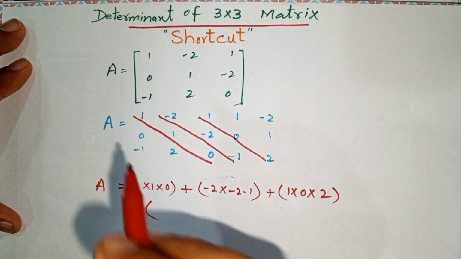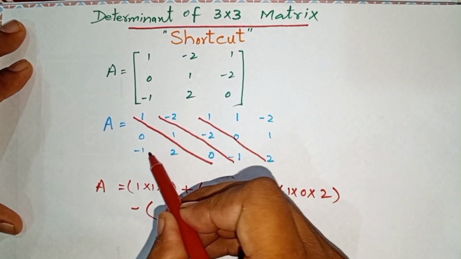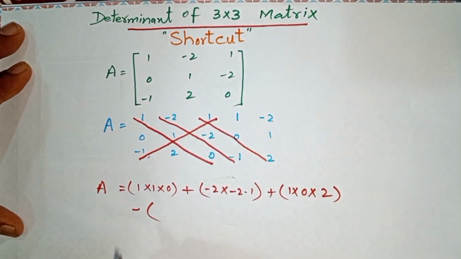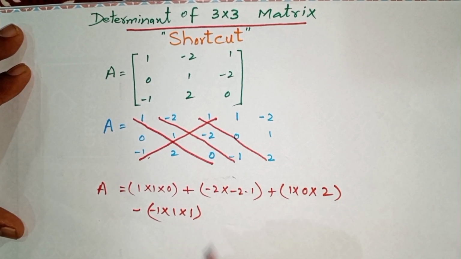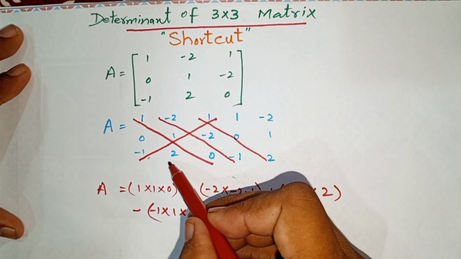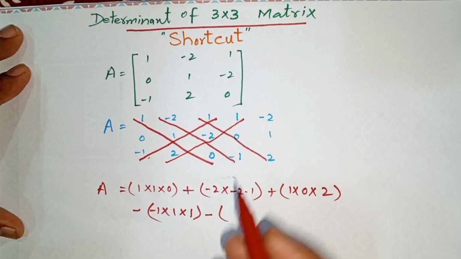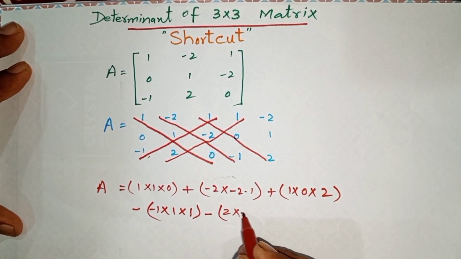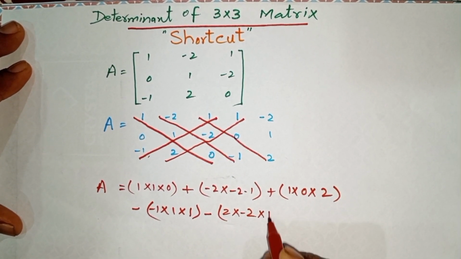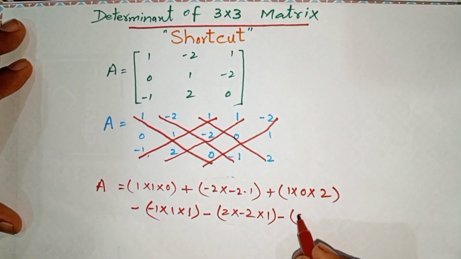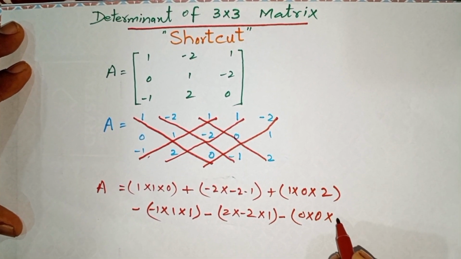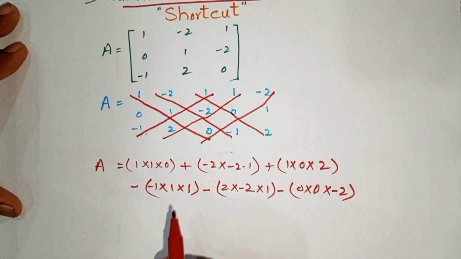Now minus, multiply these elements: -1 multiply 1 multiply 1, minus, multiply these elements: 2 multiply -2 multiply 1, minus, and then multiply these elements: 0 multiply 0 multiply -2.